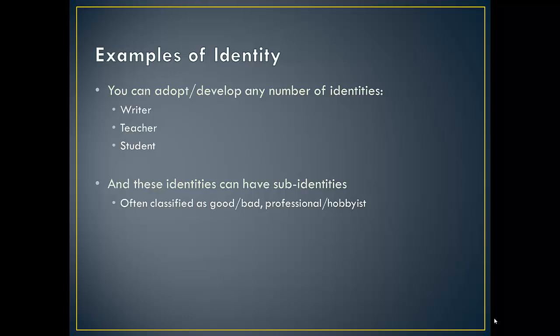Each identity often has sub-identities. For example, someone who identifies themselves as a professional writer might have very different criteria for doing so than someone who identifies themselves as a writer but who writes as a hobby. Sometimes you'll also see that we qualify identities. For example, we have models for what it means to be a good writer or a bad writer.